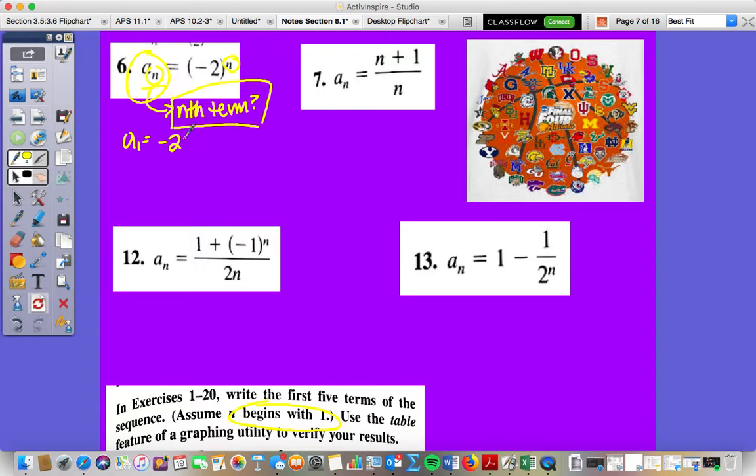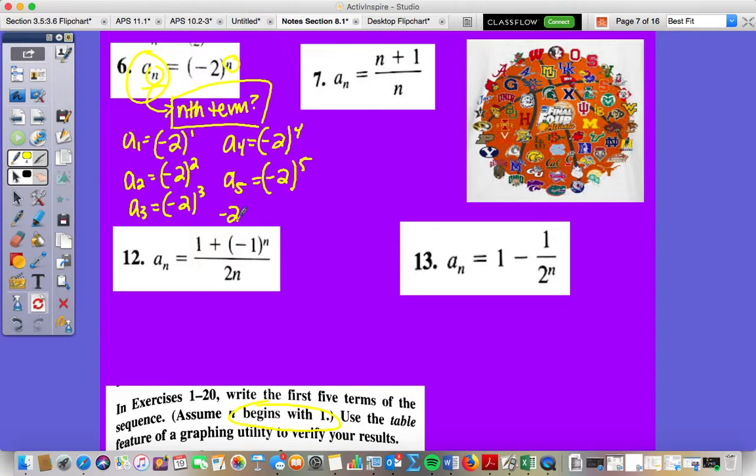So that would be -2 to the first. A sub 2 would be -2 to the second. A sub 3 would be -2 to the third. A sub 4 would be -2 to the fourth. And a sub 5 would be -2 to the fifth, okay? So the first 5 terms of this would be -2, 4, -2 to the third is -8, -2 to the fourth is 16, and -2 to the fifth is -32. And so that would be our first 5 terms of our sequence.